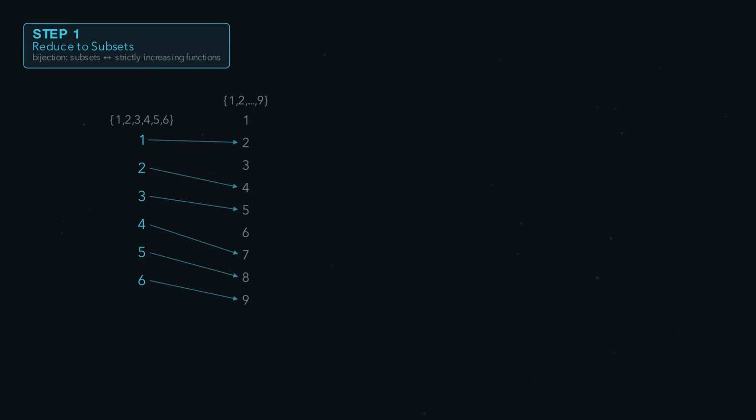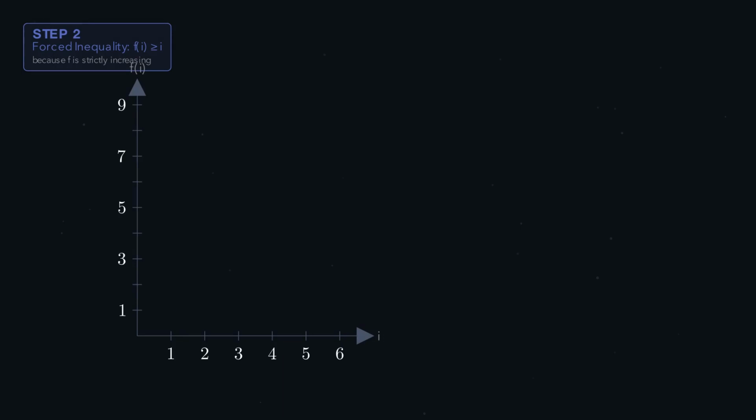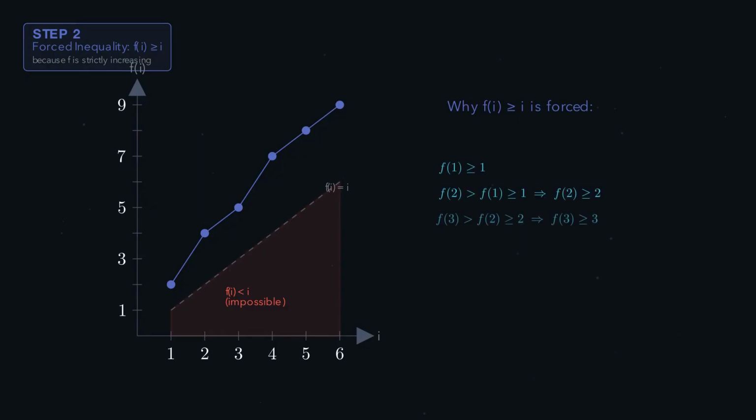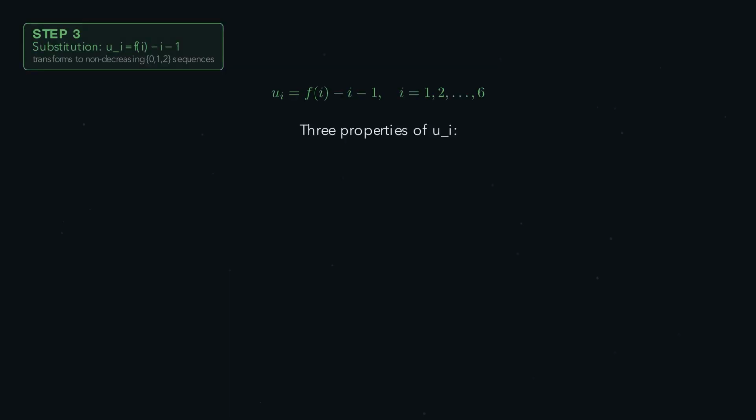A strictly increasing function from 6 elements to 9 is completely determined by which 6 values we pick. Arrange them in order, assign smallest to f of 1, next to f of 2, and so on. So we're really counting 6-element subsets of 1 through 9. Now here's the hidden insight. Because f is strictly increasing, f of 1 is at least 1, f of 2 is at least 2, and in general, f of i is always at least i. So the condition f of i not equal to i simply becomes f of i strictly greater than i.